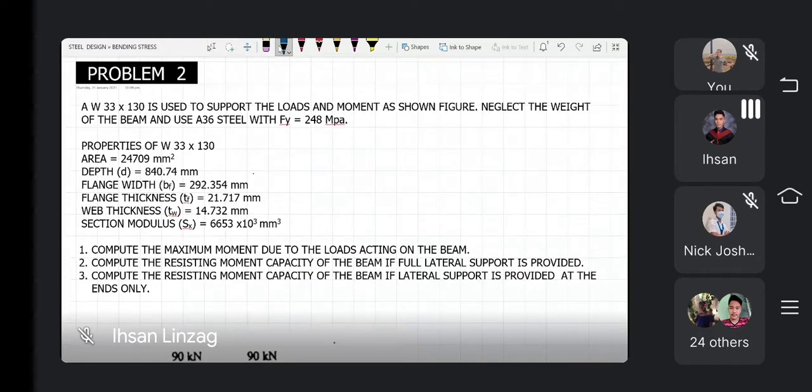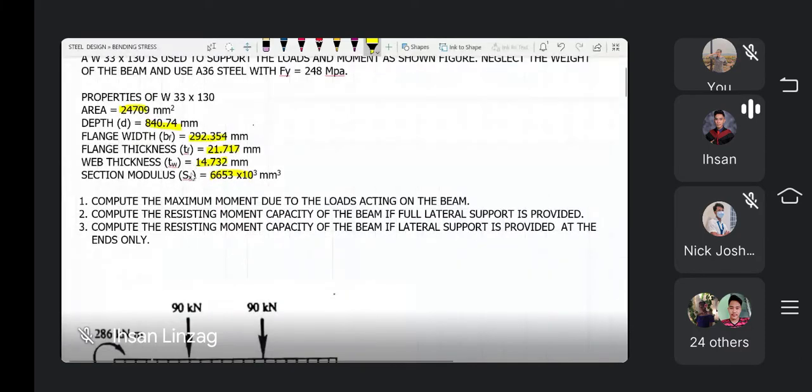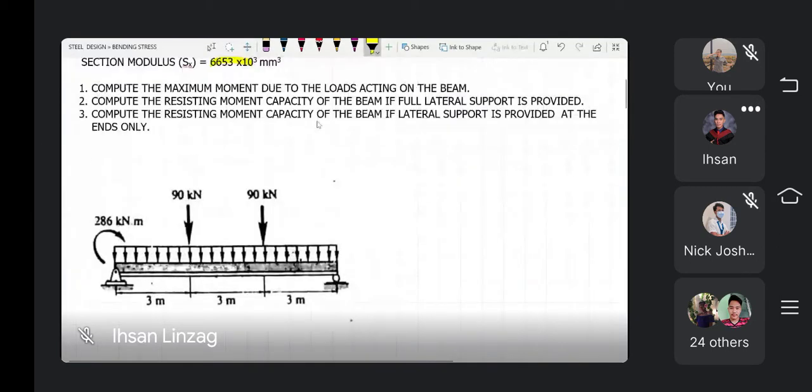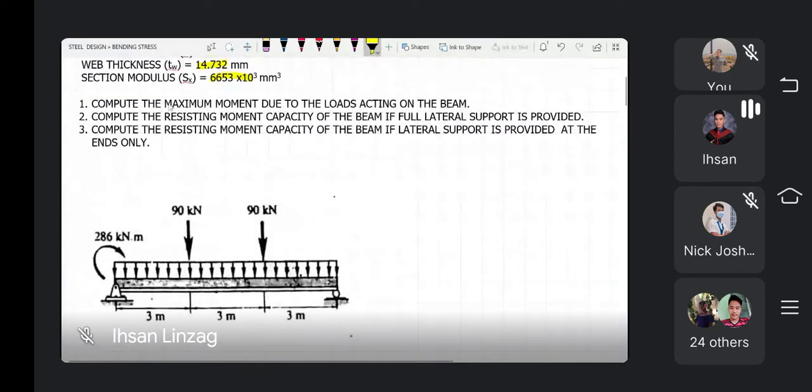So, here is the property of the section. Paki-screenshot, paki-take down notes. So, we have the properties here. Ang una nating hinahanap is compute the maximum moment due to the loads acting on the beam. So, ayan yung ating beam. Ang hinahanap natin is the maximum moment due to the load.